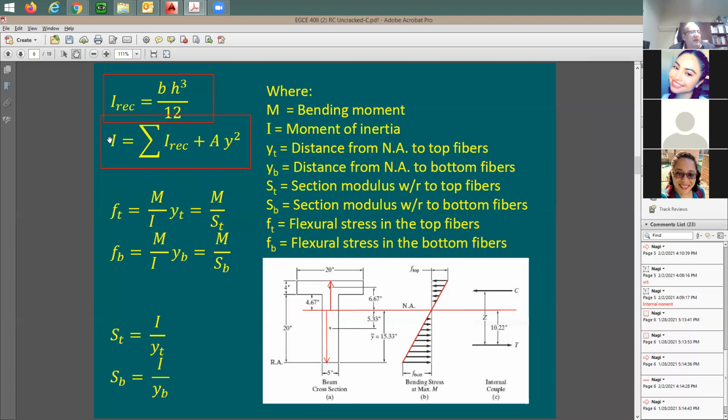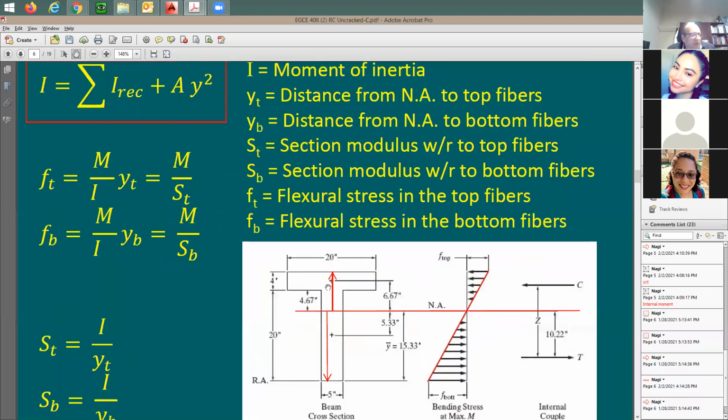Now let's say that you have this I, which is the moment of inertia for the entire section, not just for the flange, not just for the stem, but for the whole thing. This moment of inertia is for the section, written there. Y top is going to be the distance from here to there. This is going to be Y top, which is this arrow. So let me write it here. This is going to be Y top. Y bottom is going to be from the neutral axis to the bottom fibers of the beam.